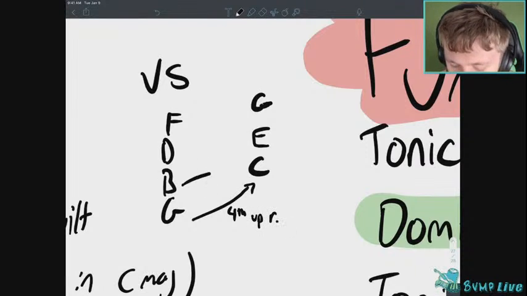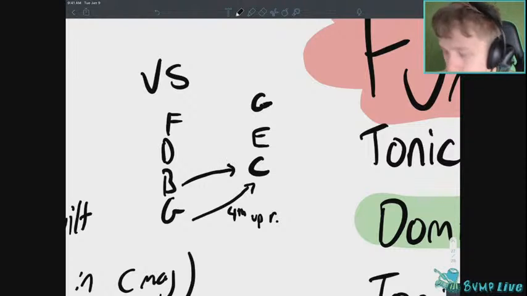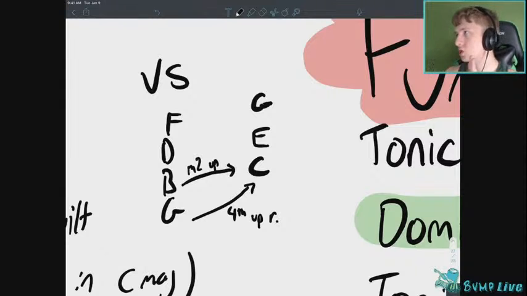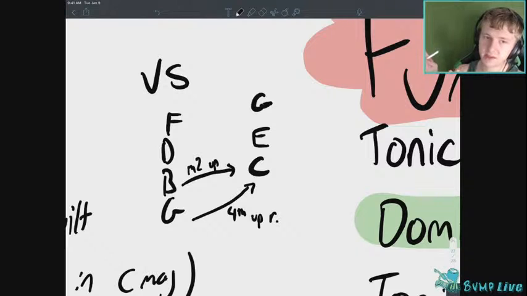And then we have our B to C. That is a minor second up. So we have the stronger resolutions at the perfect fourths and perfect fifths. But when we have a motion within a chord, looking at just the B, this goes a second up to one of the notes in the next chord, so a second up to C.